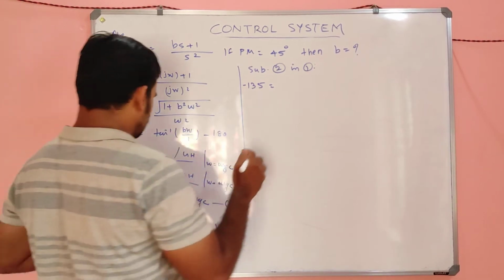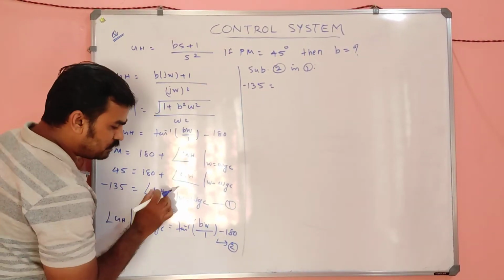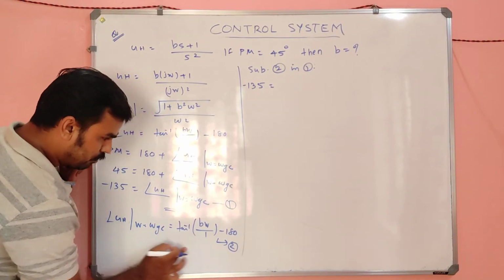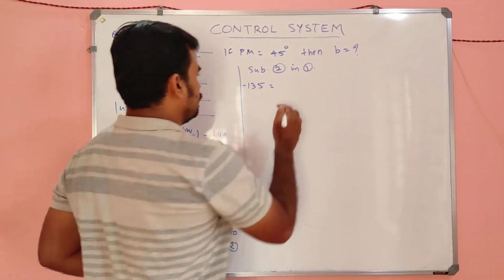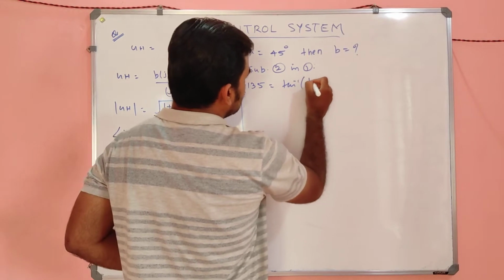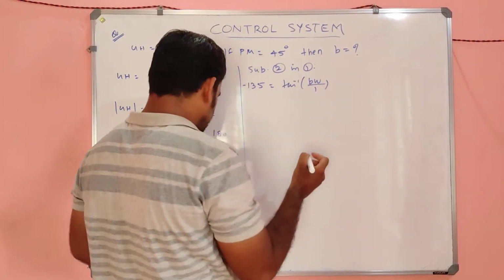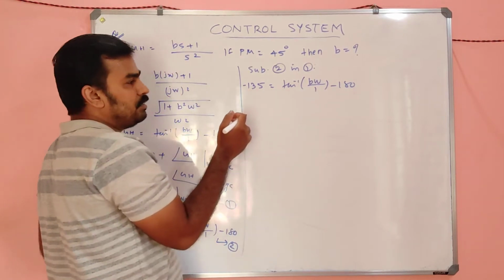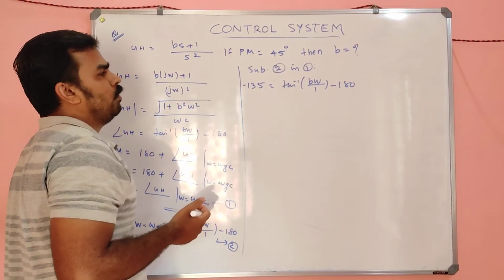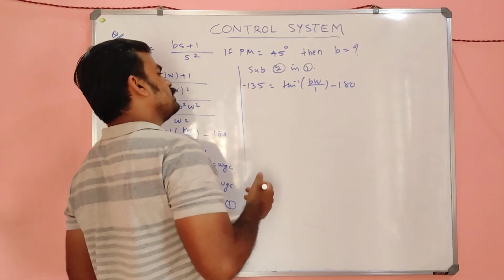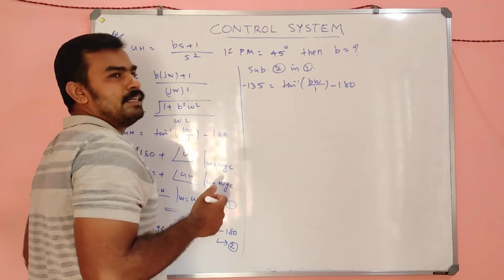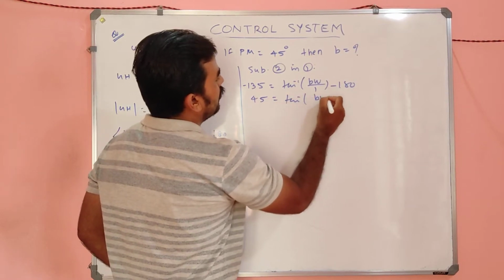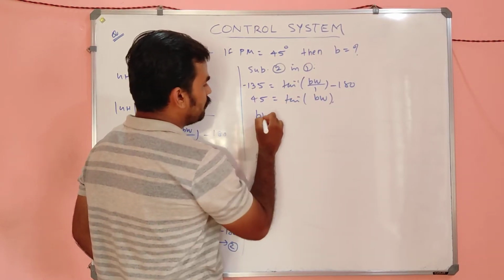Minus 135 will be equal to angle of GH at omega equal to omega GC. You got it right here. What is that? Tan inverse of B omega minus 180, right? So 135 plus 180, it will come here. So what will it be? 135 plus 45, so it will be simply plus 45 equal to tan inverse B omega GC.